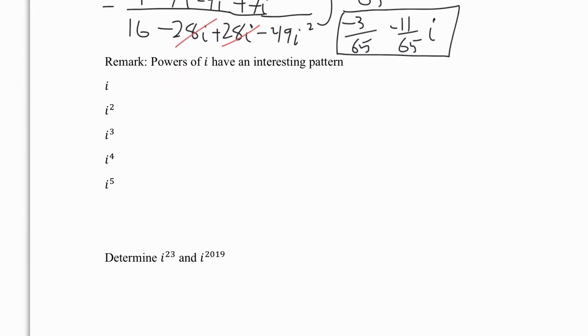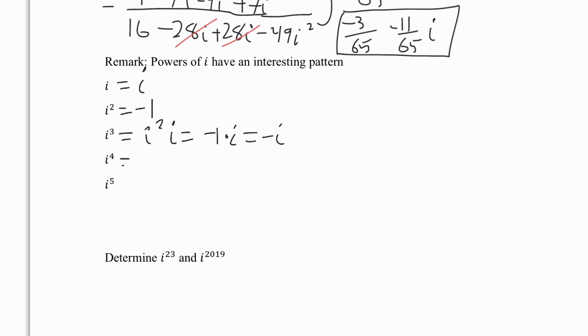Now the powers of i have an interesting pattern. If you look at i, of course it's just i. But i squared is negative 1. Now what is i cubed? Well, using exponent rules, we know it's i squared times i. But i squared is going to be negative 1, which means it's actually negative i.